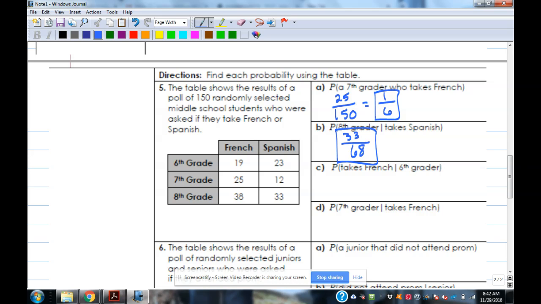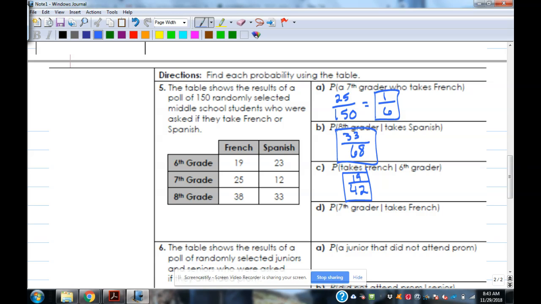What's our probability there? Say that again. Where are you getting those numbers? What does the problem ask for? 6th grade. So how many should it be on top? 19, right? Out of how many? I heard two different answers. Why 42? Explain why. Yeah, because we're taking a given 6th grader, so we're only dealing with 6th grade. So that's where we're getting that 42 from. Good job.